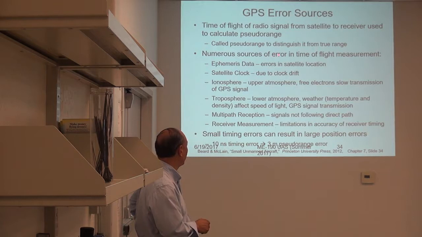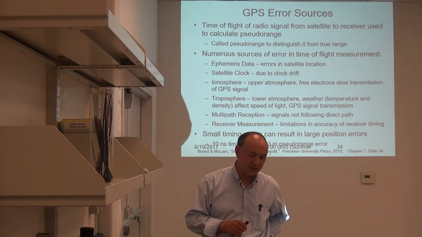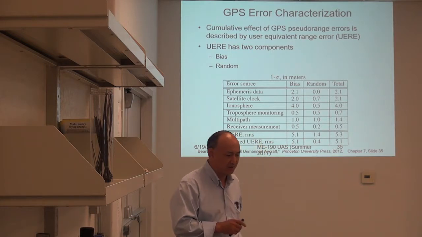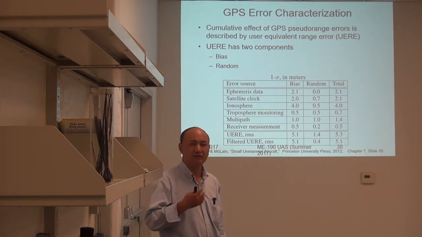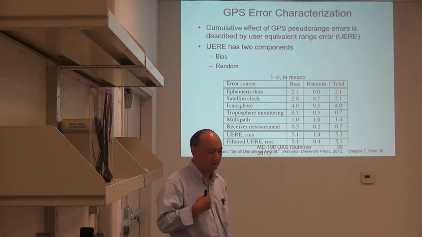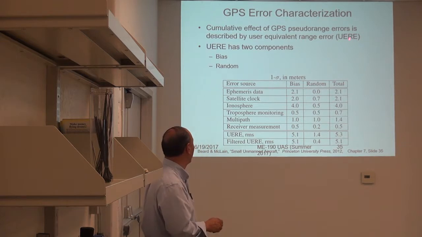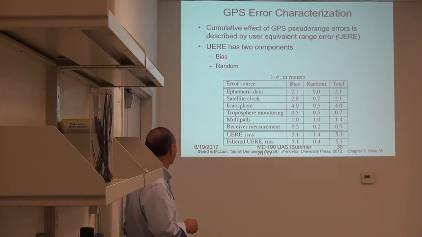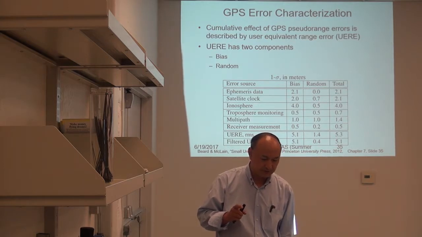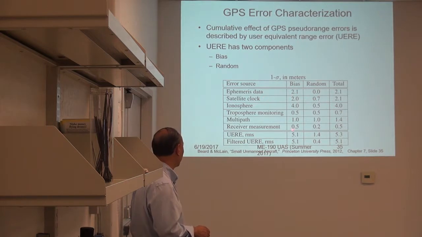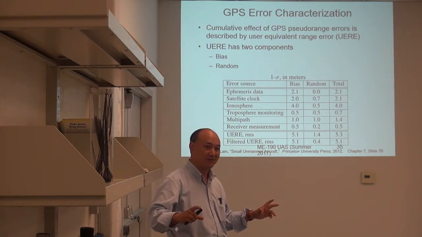So there are numerous sources for the errors in the time of flight measurements. There are many technical details regarding this GPS error, but the characterization is like this. It's called the user equivalent range error. UERE is basically perceived from the user's point of view, what is the error. So there are only two things in that UERE: bias and random. You can see the bias is more dominant in the different sources of the data in here, but let's do this UERE. So this is 5.1 meters, okay? And this is a one sigma value.